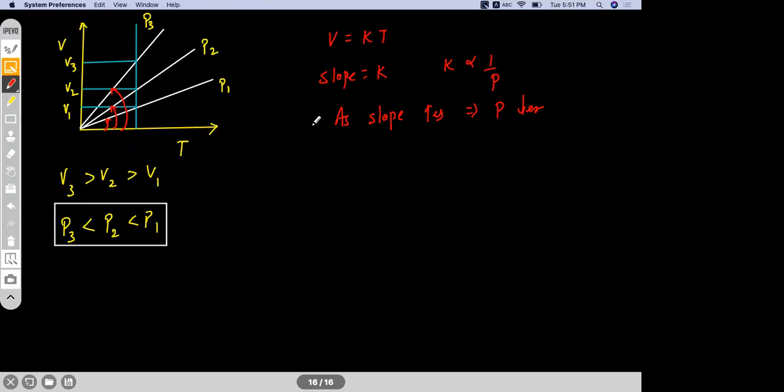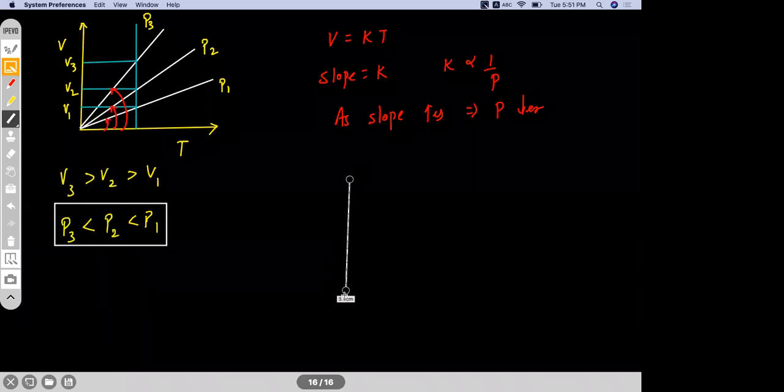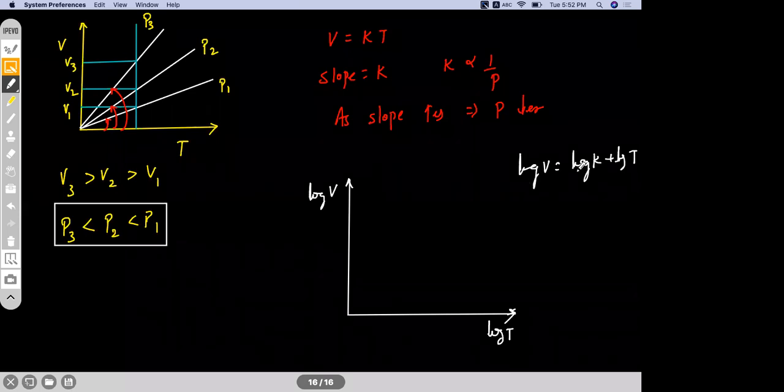Okay. Next up we have log V and log T. This graph you see. Suppose this is log V, and this is log T. Okay, how do you draw the graph? We have V is equals to KT, so we'll take log both sides. So log V is equals to log K plus log T.